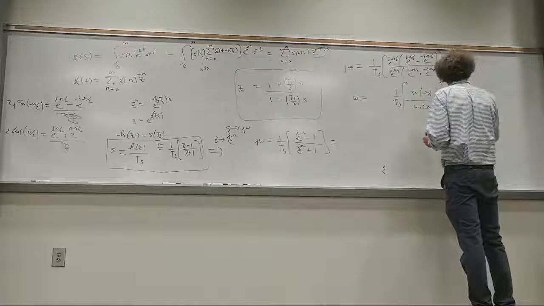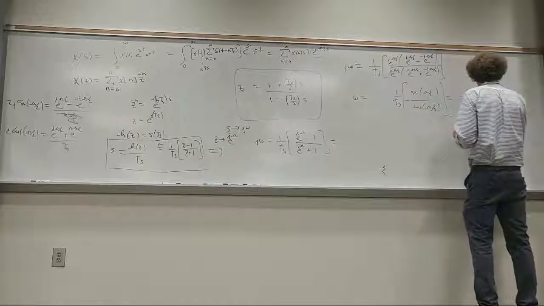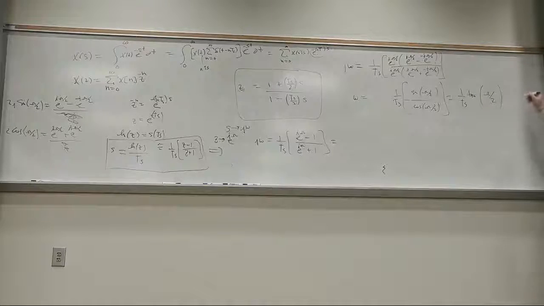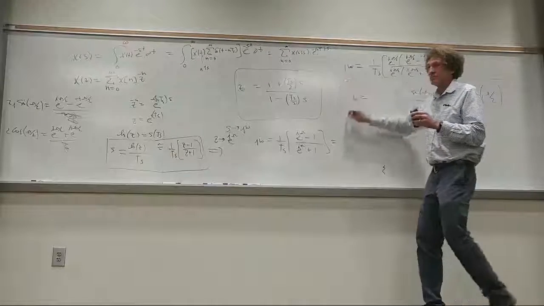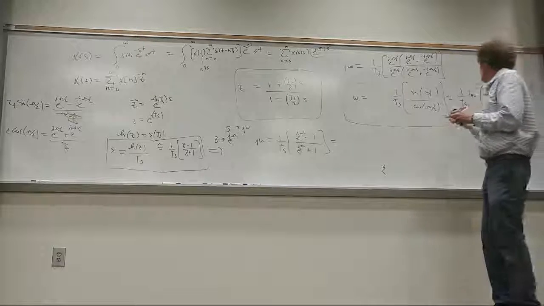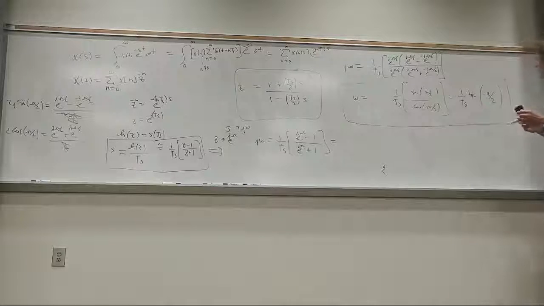It's 1 over TS times the tangent of omega over 2 is equal to omega. Shouldn't it be negative tangent though? It's positive, isn't it? No, it's just sine over cosine. It's tangent, isn't it? Now listen to me.